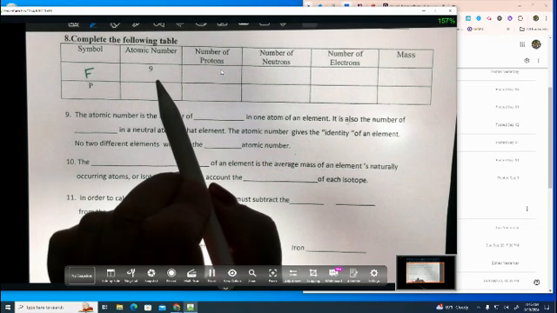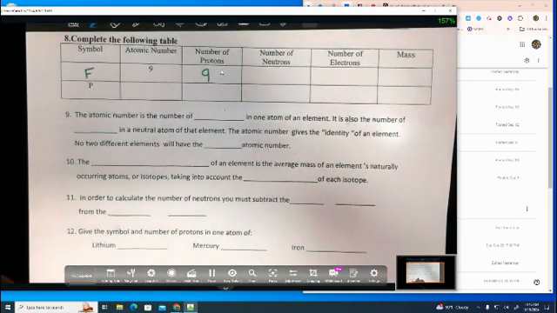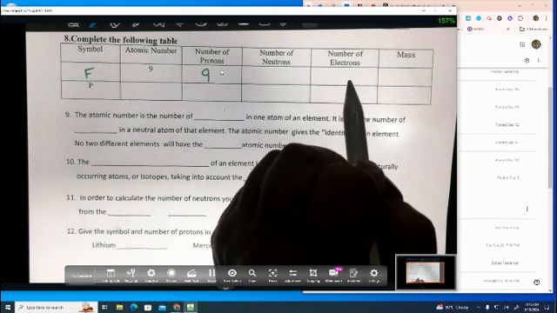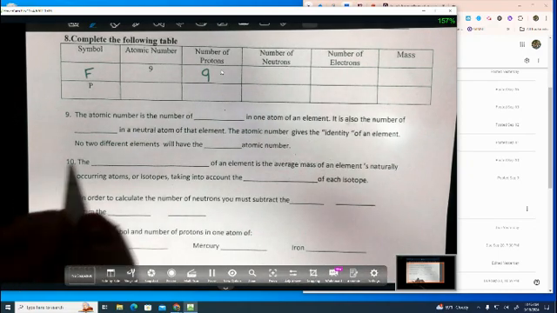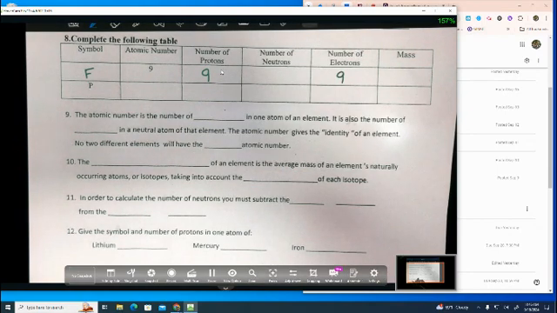All right, so we got atomic number 9. If there's an atomic number of 9, Olivia, how many protons does he have? 9. How many electrons does he have? 9. Okay. Now, Isaiah asked me a good question before.